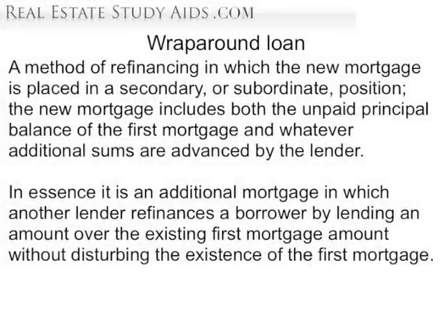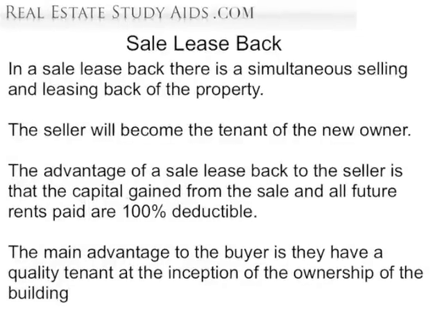A wraparound loan is a method of refinancing in which the new mortgage is placed in a secondary or subordinate position. The new mortgage includes both the unpaid principal balance of the first mortgage and whatever additional sums are advanced by the lender. In essence, it is an additional mortgage in which another lender refinances a borrower by lending an amount over the existing first mortgage amount without disturbing the existence of the first mortgage.